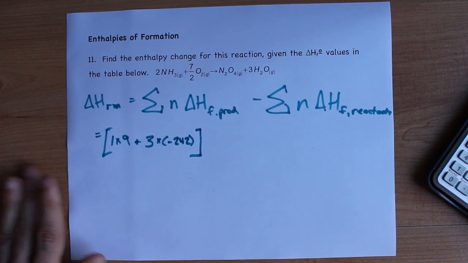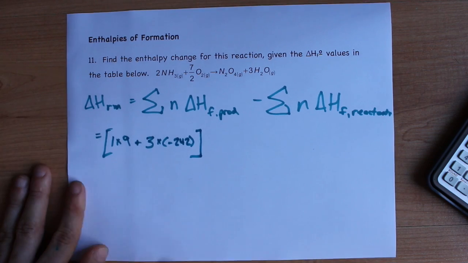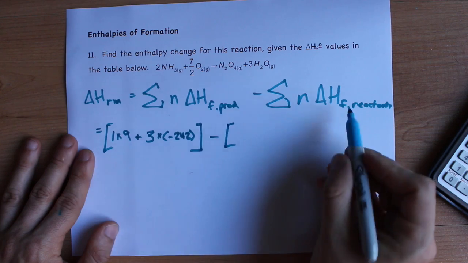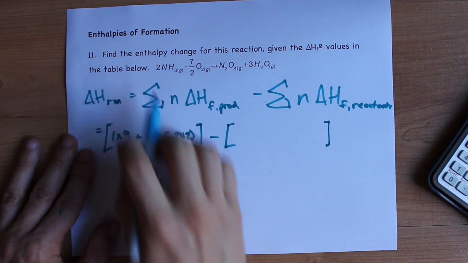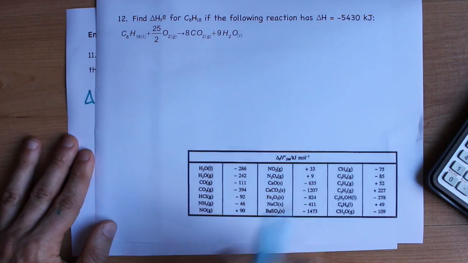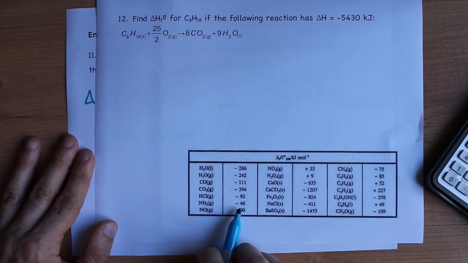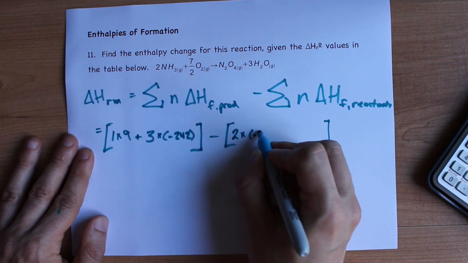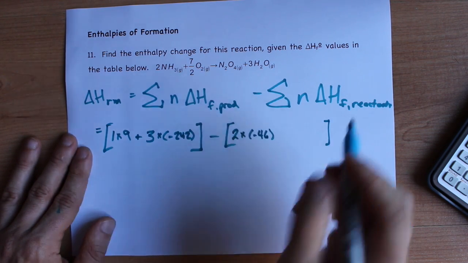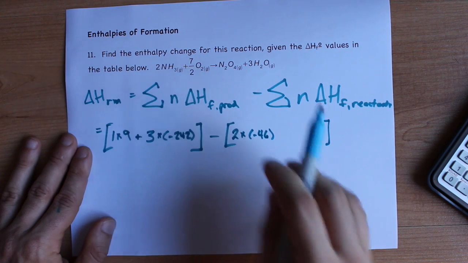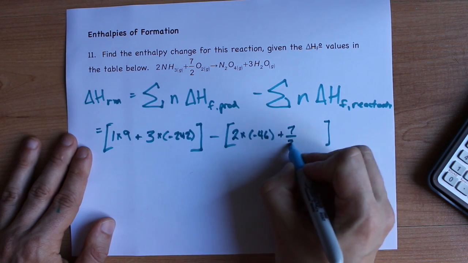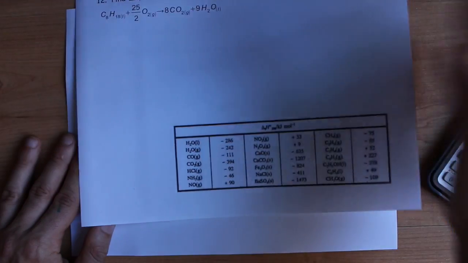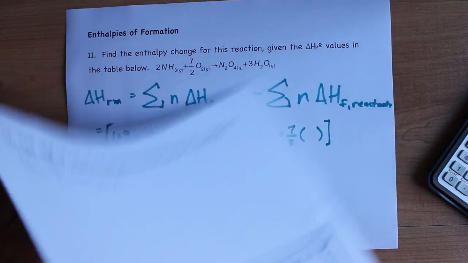I like putting them in big square brackets to remind myself to do all of this together first. And then I'm going to subtract all the delta HFs for my reactants. I have 2 NH3s. NH3 gas is listed here at negative 46. And I have 2 of them, so that's 2 times negative 46. And I have O2, and I have 7 halves of them, so I need the delta HF of pure O2.